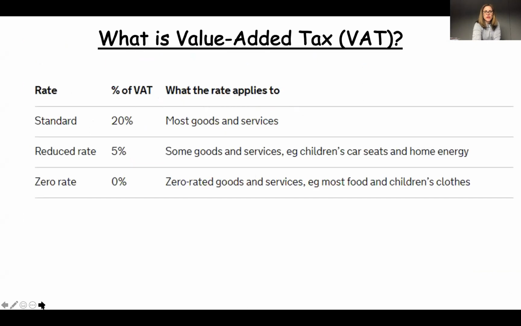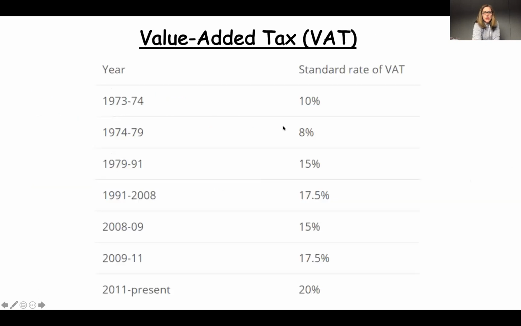Okay, so what is value added tax? So it's a tax that goes to the government. It applies to pretty much everything you buy, not absolutely everything, but most things you buy. And in the UK at the moment, it is set at 20%. There is a reduced rate for some goods and services, and there is a zero rate. So there's no VAT, for example, on most food and children's clothes.